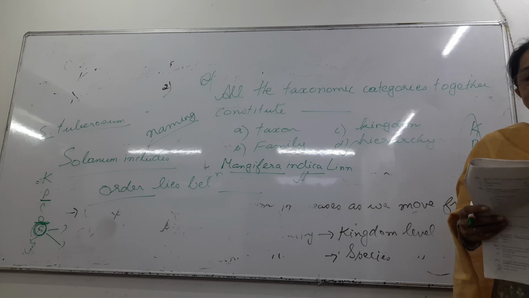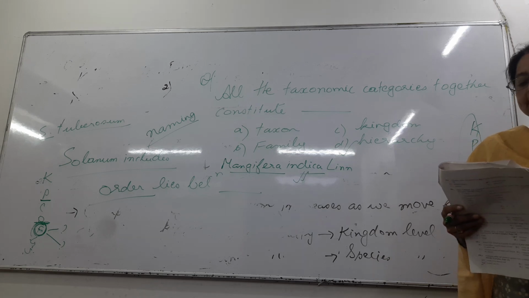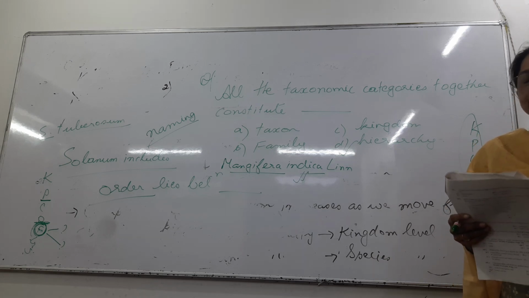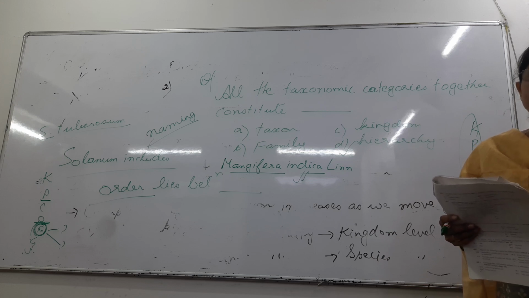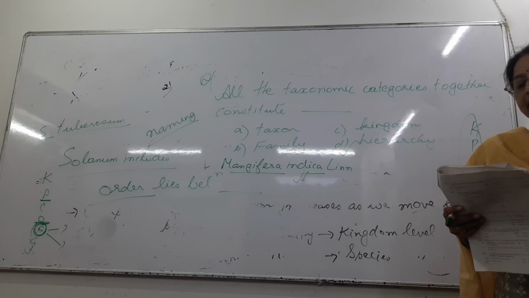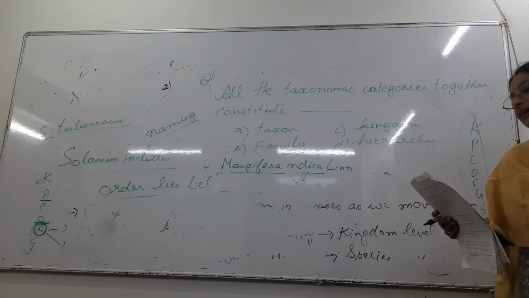Okay, another question has come. Mangifera is an organism's biological name, and which is the correct way of writing it? For example, it is given Mangifera indica. First option is Mangifera indica.